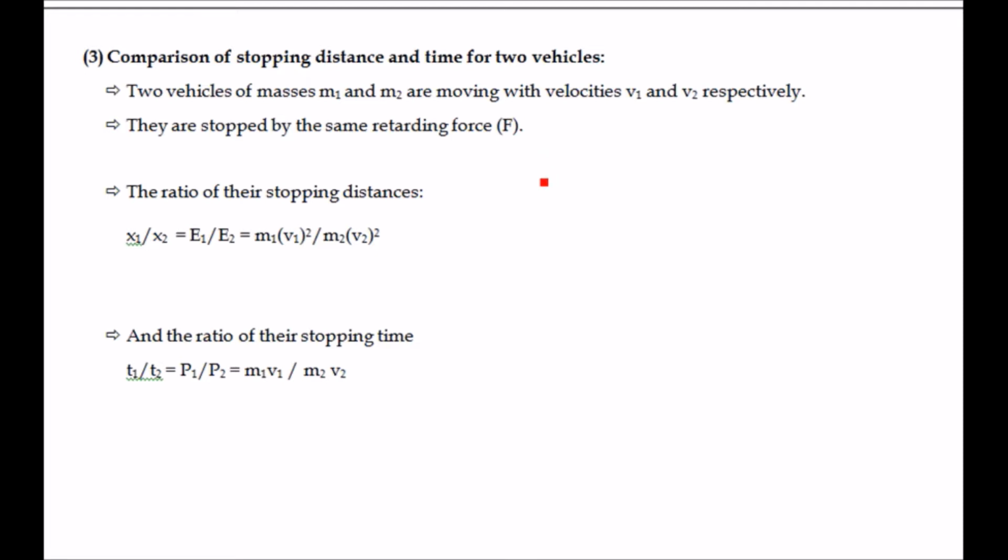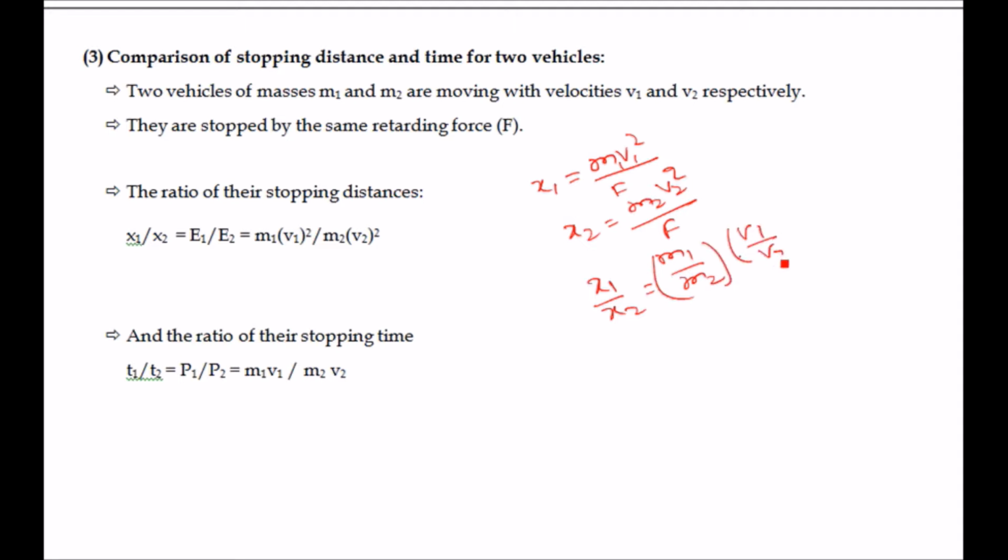Just apply the formula x is equal to mv square by 2F. F is the same, but mass and velocity are different. For the first vehicle, x1 is equal to m1 v1 square divided by 2F, while x2 is equal to m2 v2 square divided by 2F. From there we get the ratio x1 divided by x2 is equal to m1 by m2 into v1 by v2 whole square. This is our ratio.